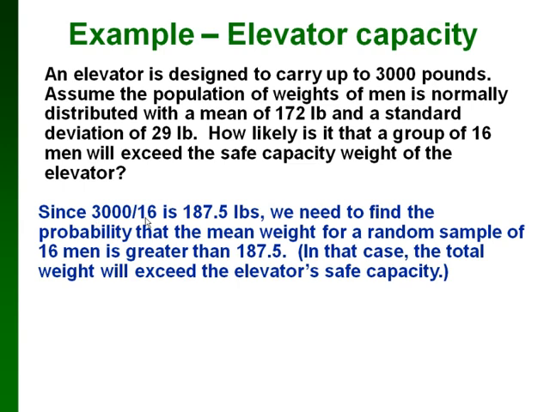If we take 3,000 and divide by 16, that's 187.5 pounds. So what we need to do is find the probability that the mean weight for a random sample of 16 men is greater than 187.5. Because if it is, then the total weight of the 16 men will exceed the 3,000 pounds. That's the elevator's safe capacity.